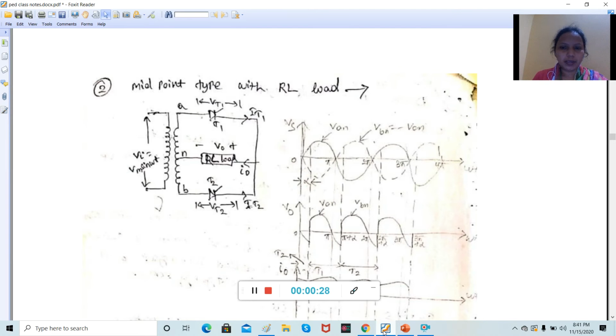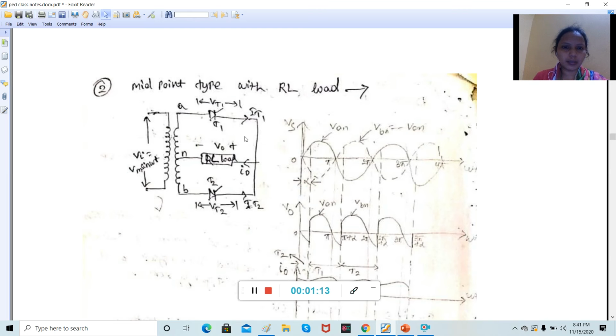So today's topic is the fully controlled converter with RL load. Now we have just studied the midpoint type converter. Here the converter is the rectifier, which converts AC to DC. Today we will study the fully controlled midpoint type converter or rectifier with RL load. Previously you already learned the configuration with R load and what changes appear with R load. So today we will discuss RL load.